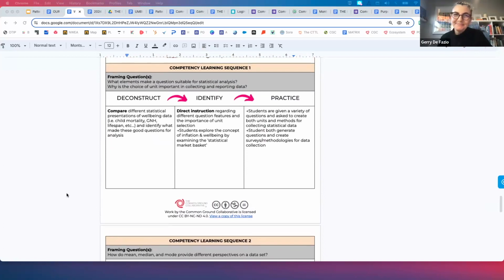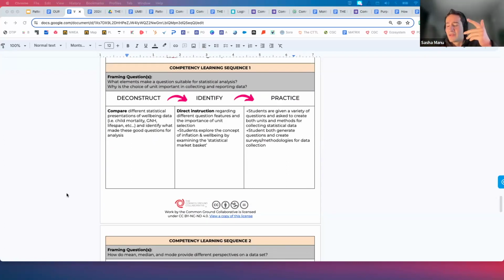In the identify phase, we'll be looking at unit selection, and we'll be exploring, which I think is quite exciting, the concept of inflation. One of the elements of calculating inflation, and I do think inflation and well-being are very tightly correlated, is the market basket. So how much are the goods and services costing right now versus what they cost? Students can just do a Google search, like what does bread cost on 20 websites now? Find some historical data. What does bread cost a couple years ago?